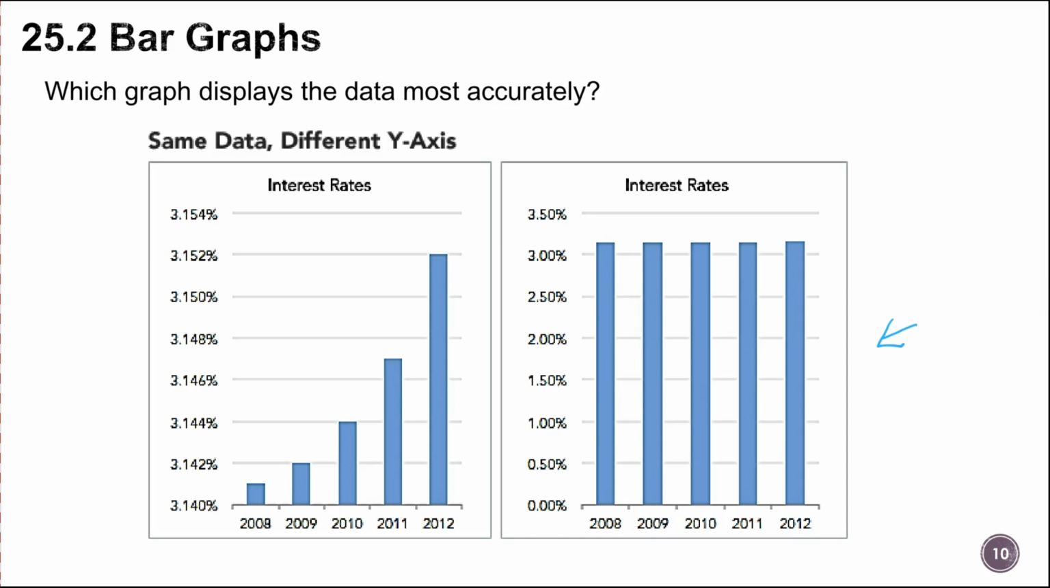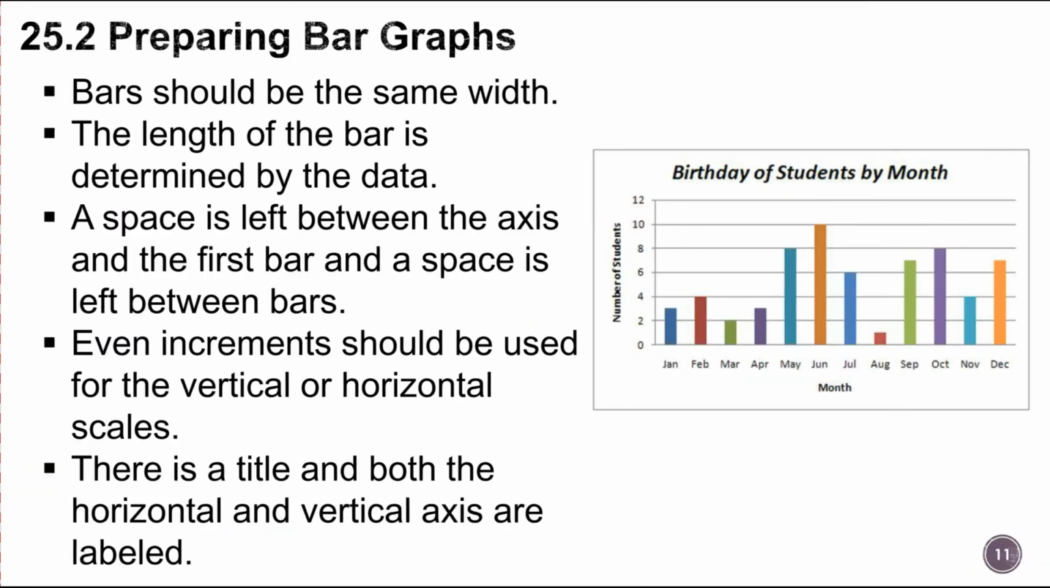Basically it's just showing that the interest rates are not even varying very much. If you look at the one on the left, you can see they went from 3.14 to 3.152, which is a very, very small change, which is showing on the graph on the right. So that would be the one that is most accurate.